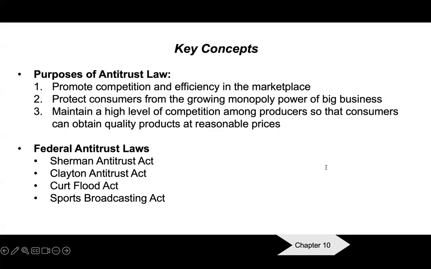This chapter focuses primarily on federal antitrust law. Each state has an antitrust law that mirrors the federal law. Some examples of the laws that you'll read about are the Sherman Antitrust Act, the Clayton Antitrust Act, Curt Flood Act, Sports Broadcasting Act.